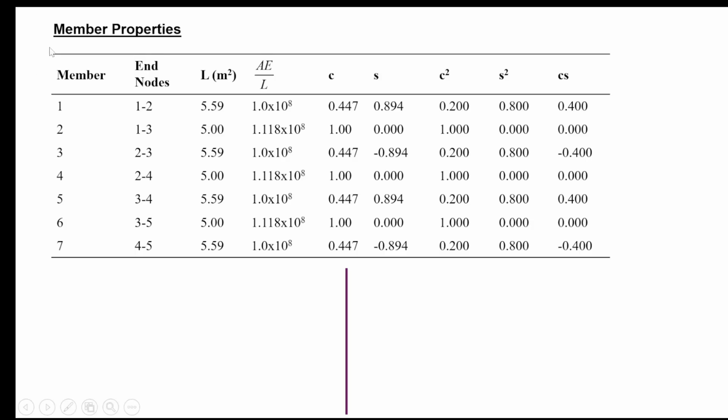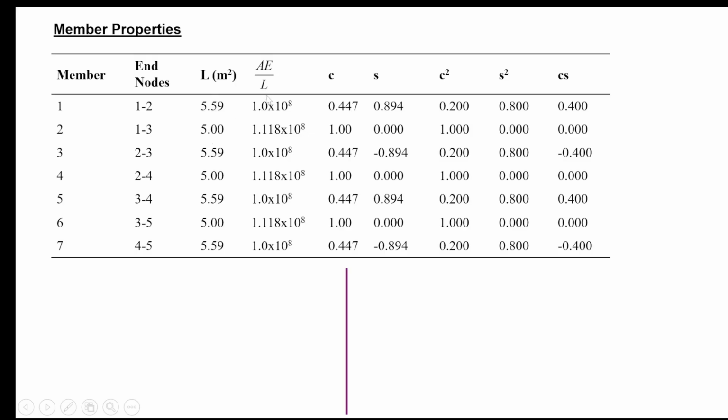So in this table, the in node for each of the 7 members is stated. This is the length of the members that we have calculated. You can see member 1, which is a diagonal, is 5.59. Member 2, which is a horizontal member, is 5.0.